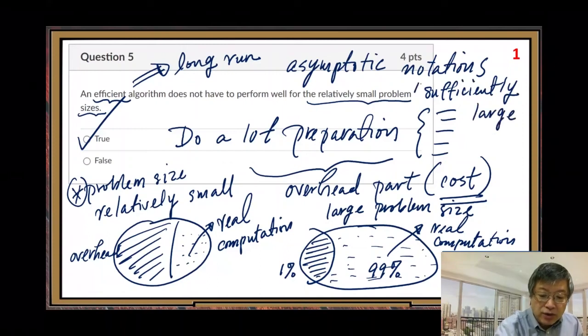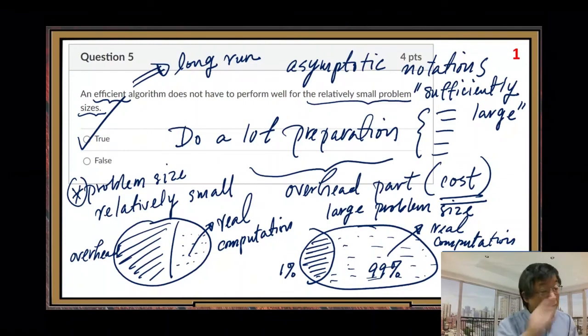Do you have a question? How big is sufficiently large? Do you have any idea how much sufficiently large means? There is no fixed answer. This terminology is quite subjective, not objective, because it depends on the given problem.